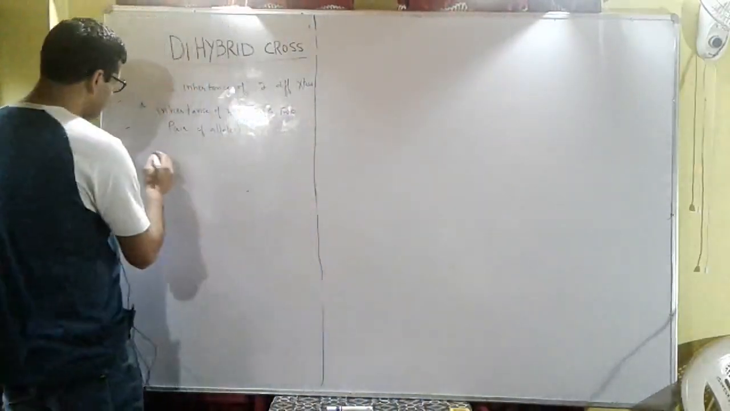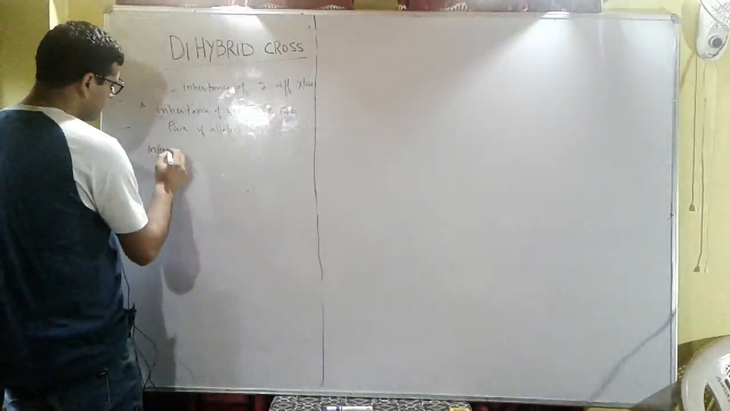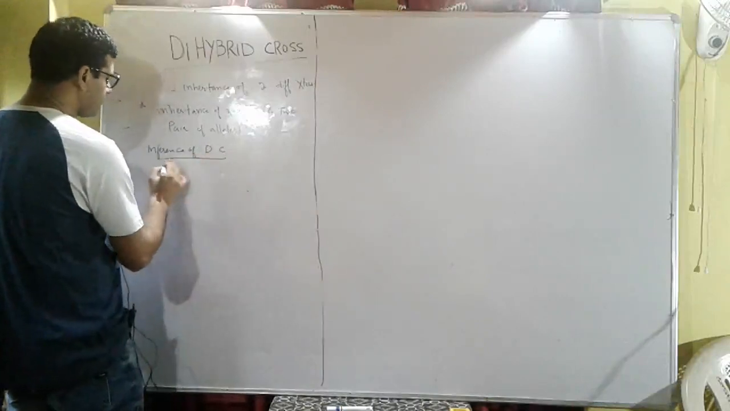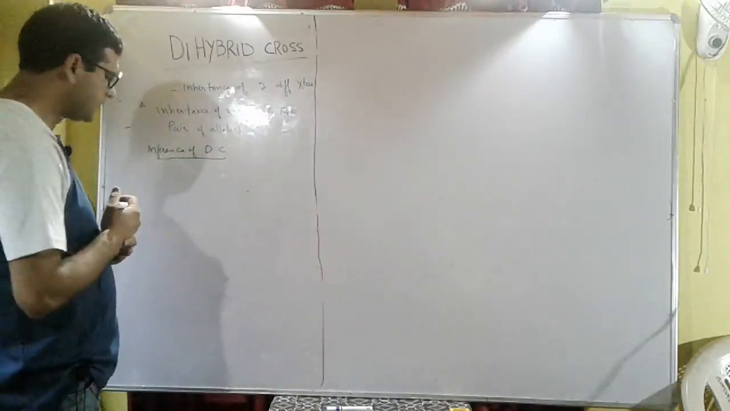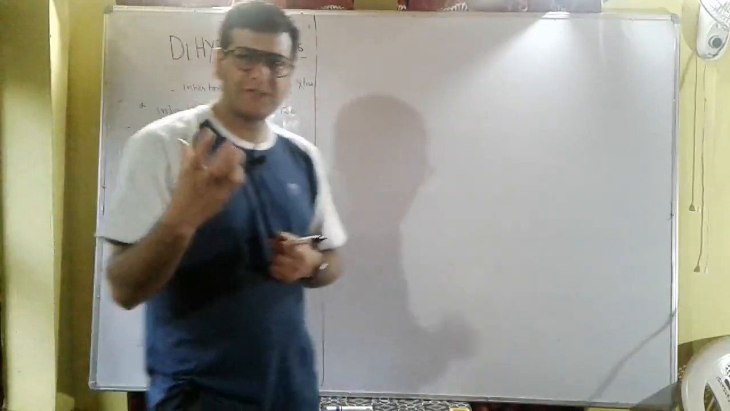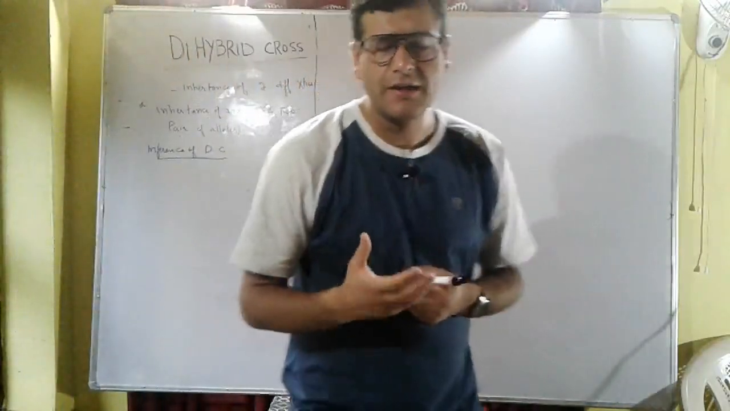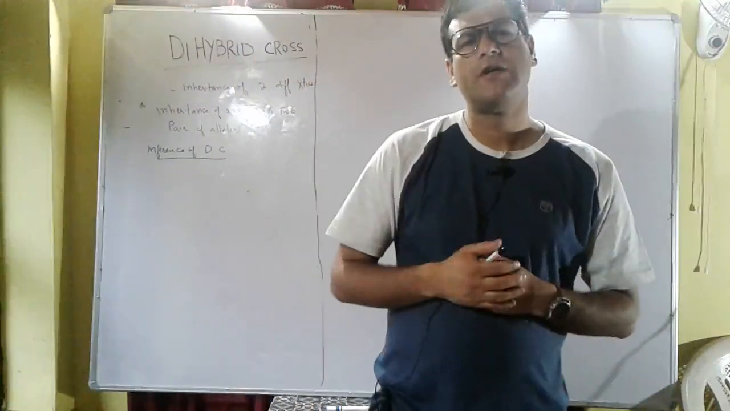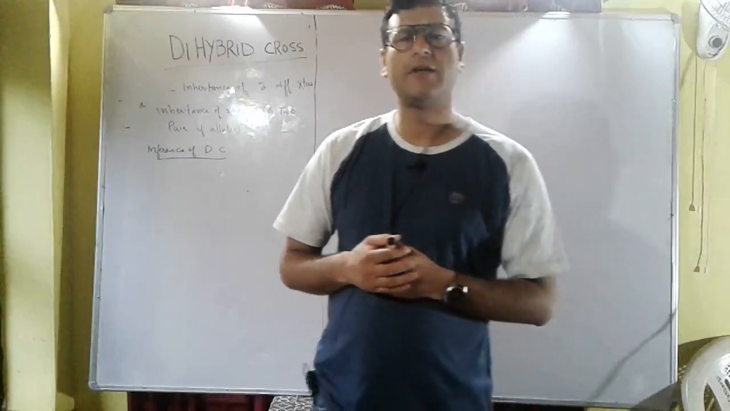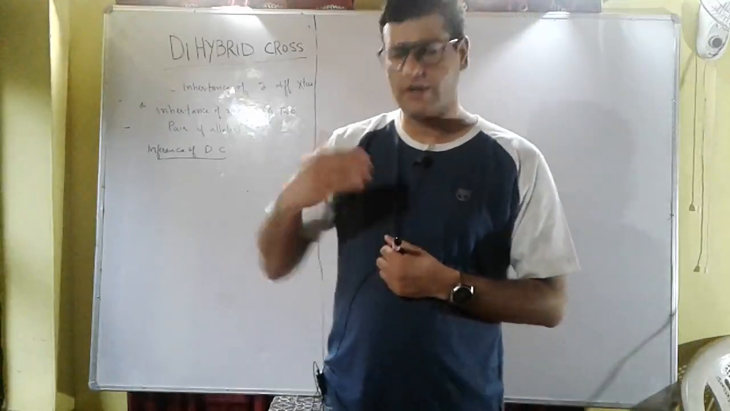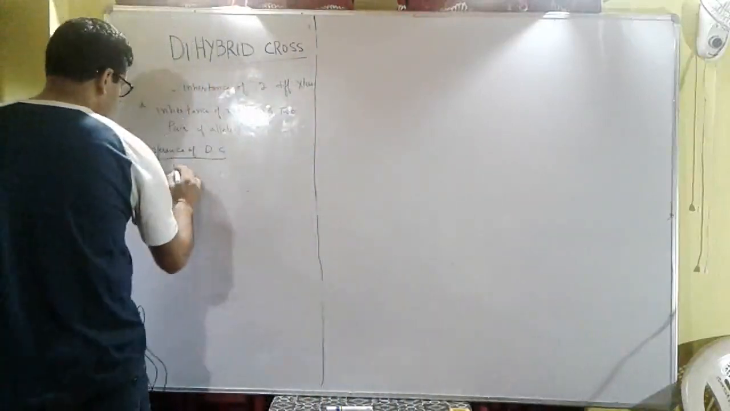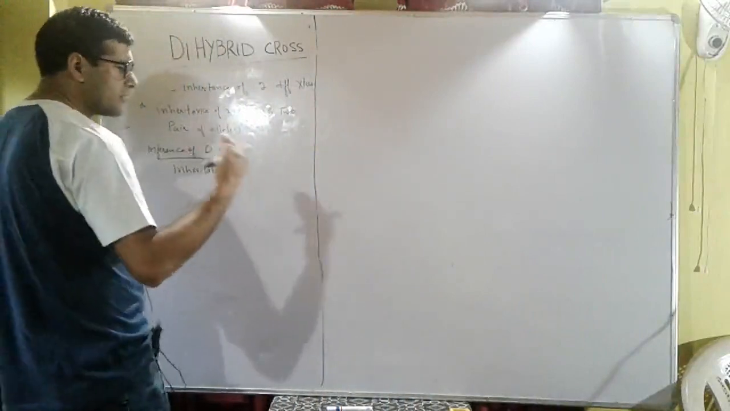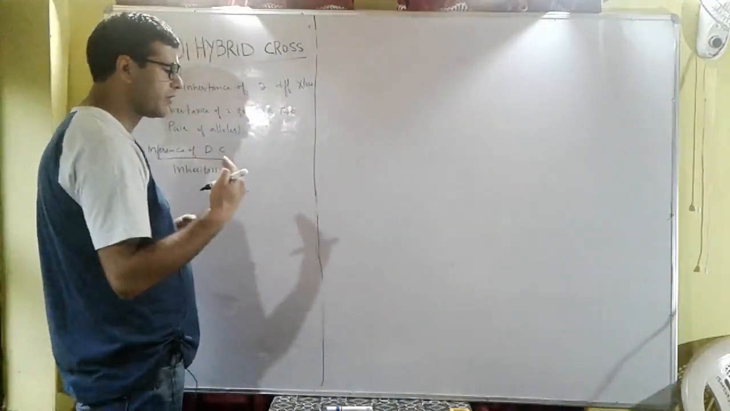So what is the inference of dihybrid cross? That means what is the outcome? What does this dihybrid cross want to say? It says that the inheritance of one character, the inheritance of one gene, is independent of the inheritance of another gene or another character. That means inheritance is the transmission of character from one organism to another organism.